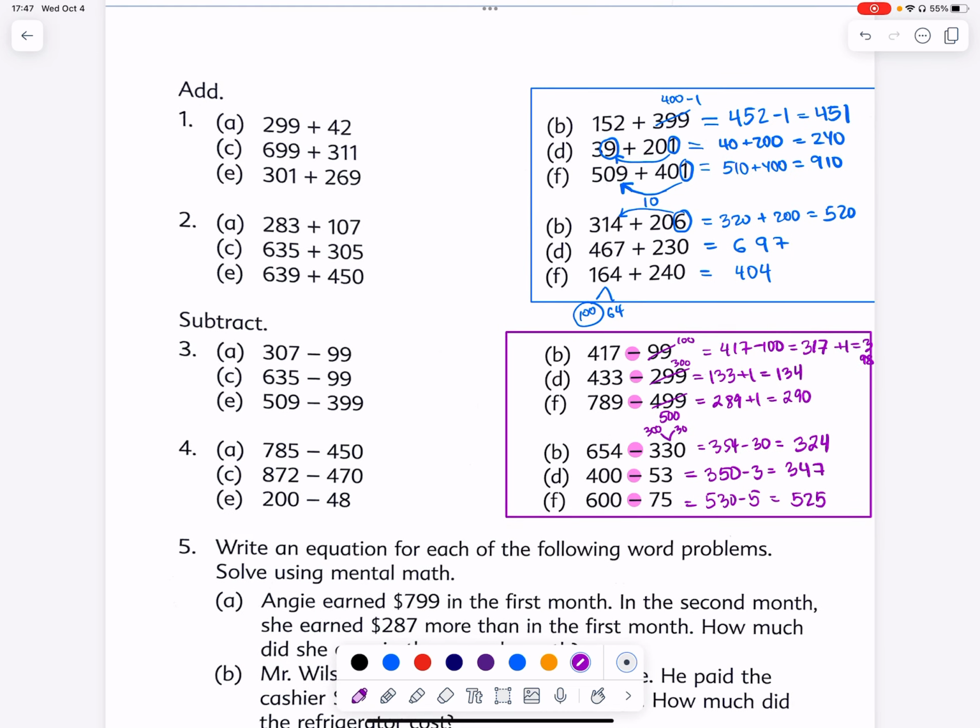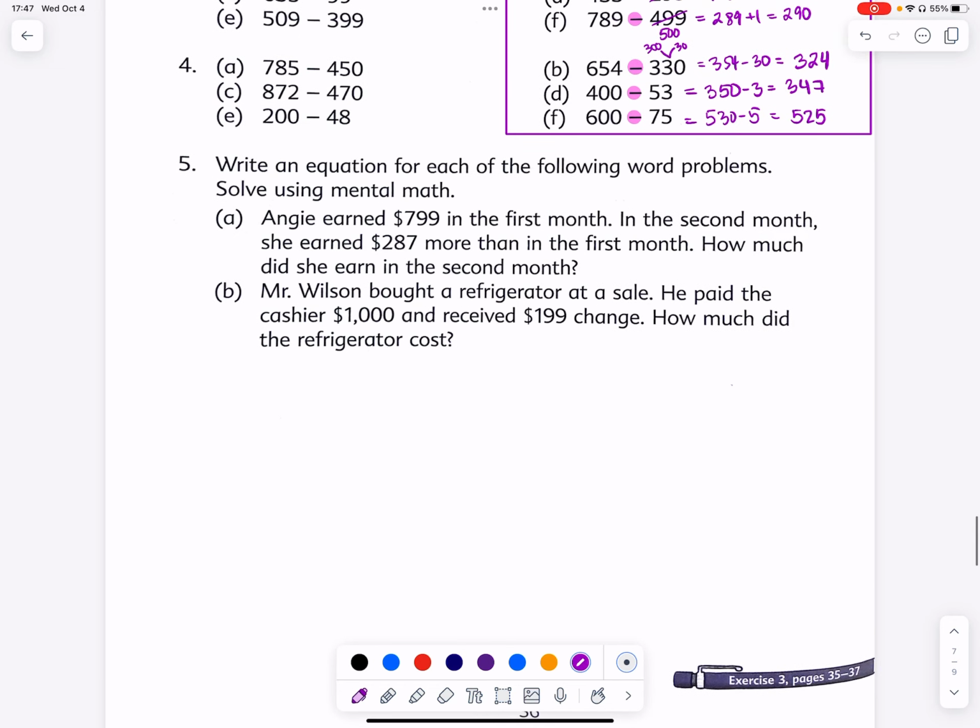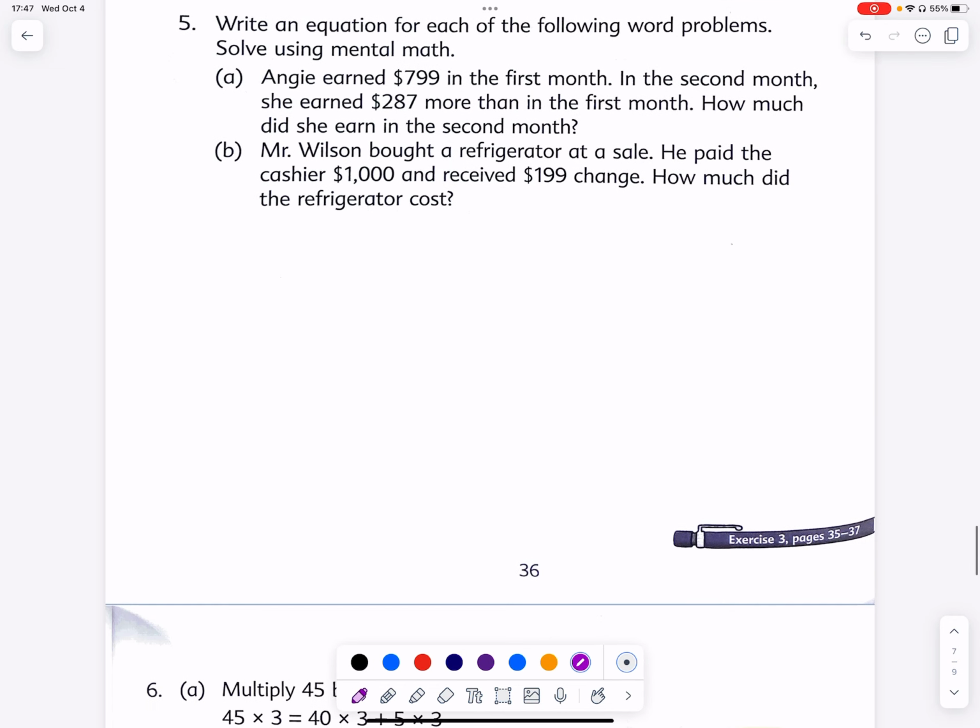We have done such a good job. Let's write a word problem, and we're almost done. Write an equation. Again, we learned this new word last week, equation. For each of the following word problems, solve them using mental math.